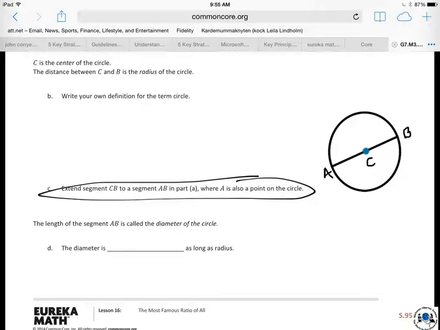Now, we want to compare. So here's what they want you to do. The length, and this is always going to be true, the length of segment AB is called the diameter.